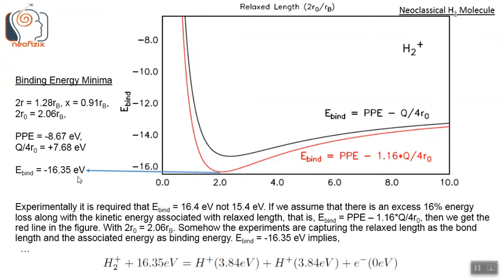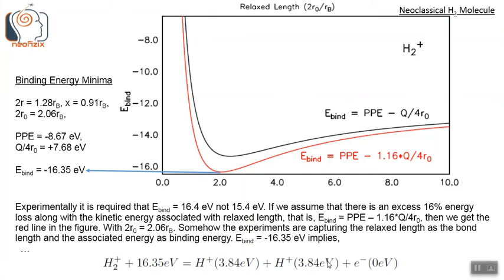So this E bind equals minus 16.35 electron volt, and this Q by 4 R naught is 7.68 electron volt. They together imply that this reaction, that is H2 plus, the hydrogen molecular ion, if we supply it with 16.35 electron volt, then we get a complete dissociation of it into two protons, H plus, and a free electron, E minus.